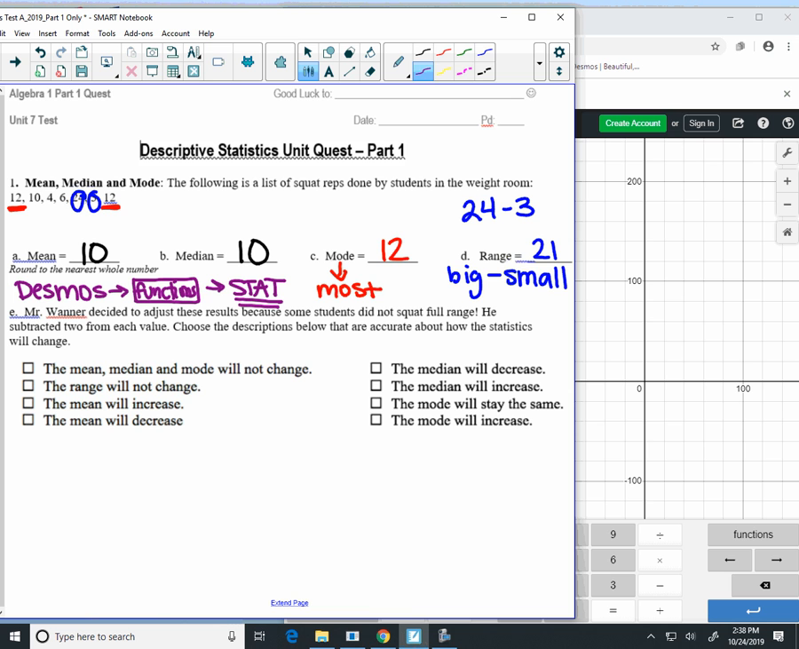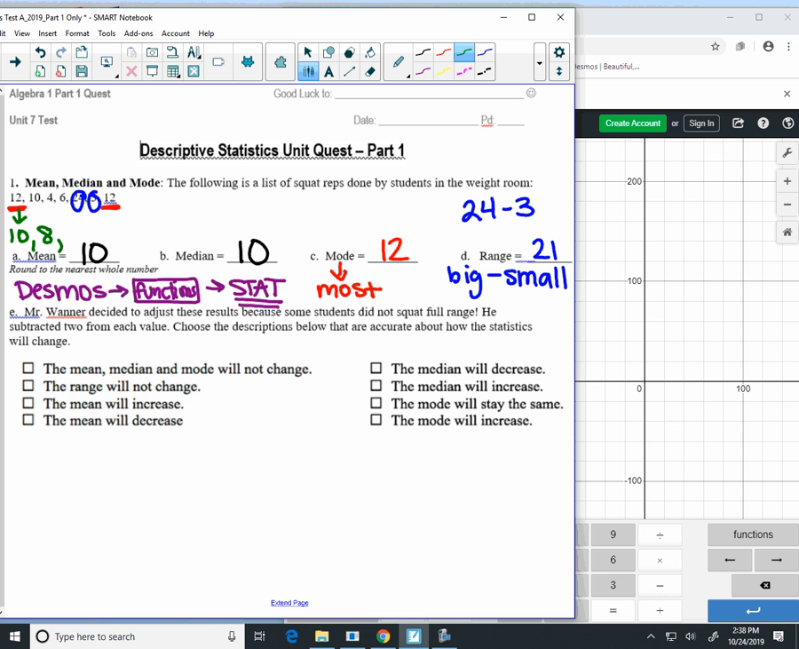All right, part E. Mr. Warner decided to adjust these results because some students did not squat full range. He subtracted 2 from each value. Choose the descriptions that are accurate about how the statistics will change. Okay, so if we subtract the 2, you have some options here, but I think what's helpful is to actually do that. So instead of 12, this is going to be 10.